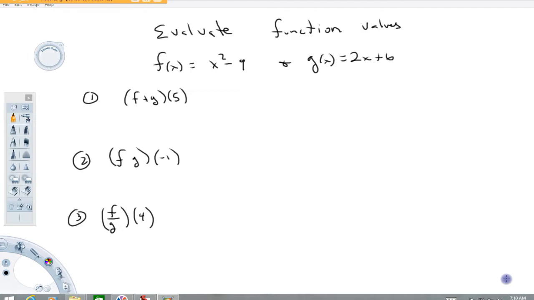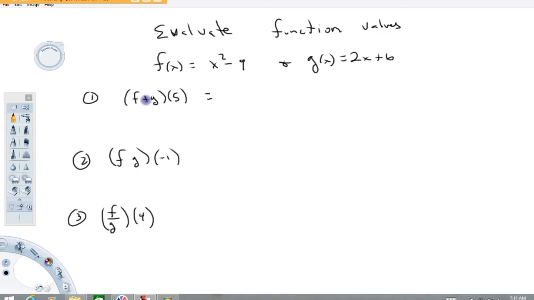I'm making this video to help teach you how to evaluate function values. Given these two functions, f of x equals x squared minus 9 and g of x equals 2x plus 6, we are going to find f plus g of 5, f times g of minus 1, and f over g of 4. All right, so let's do that.